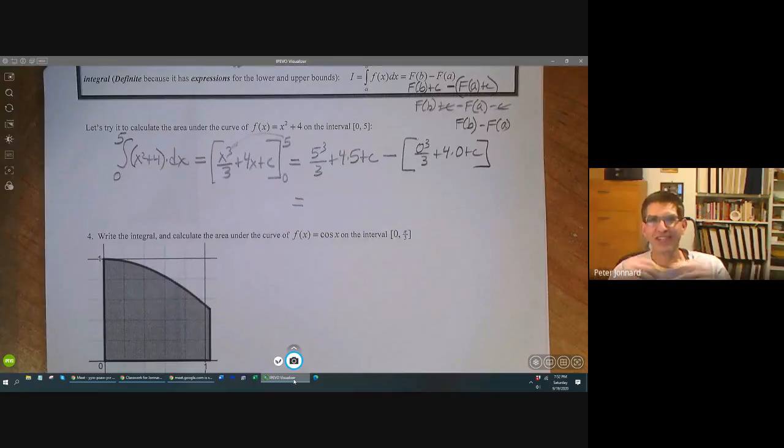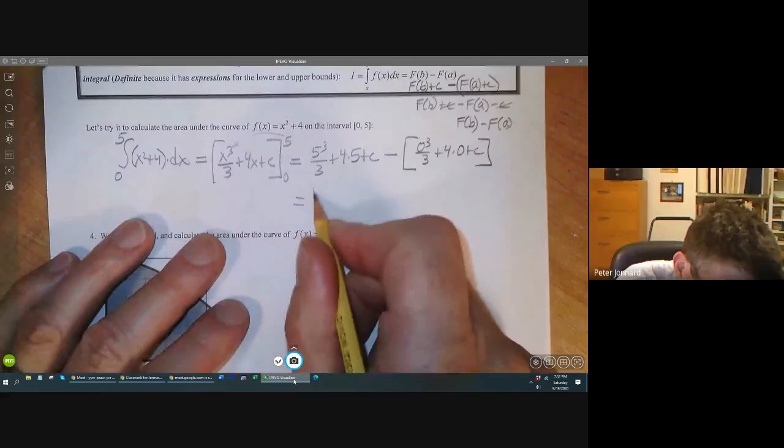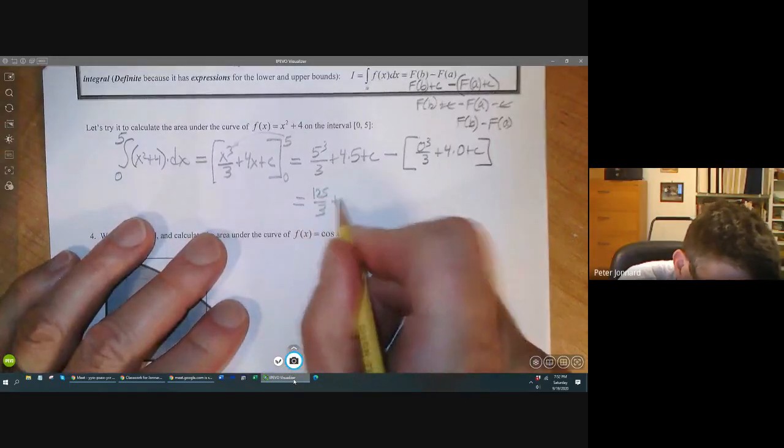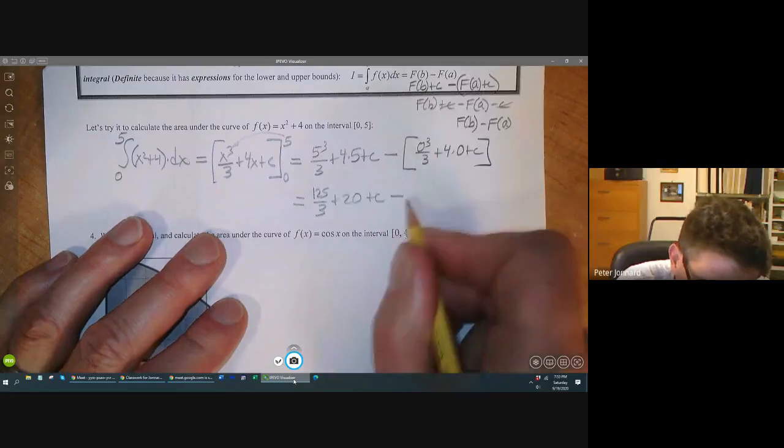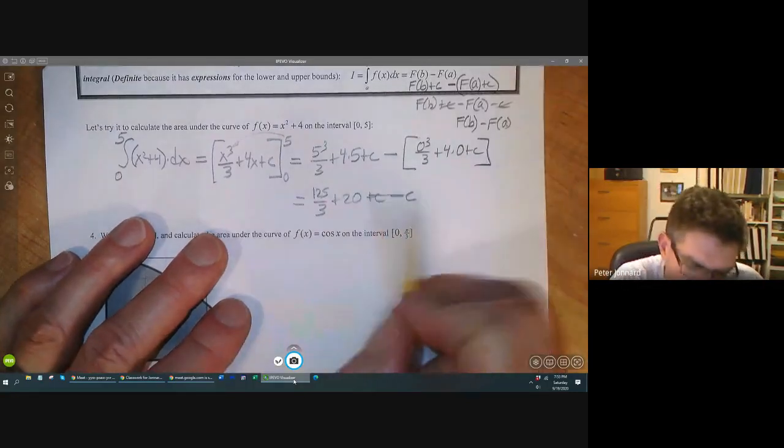This is the process for doing it. You're adding up an infinite number of rectangles that are infinitely thin, and you're going to get a finite number. It'll be less than 75. We know that. So here we have 125 thirds plus 20 plus c minus, this is all z minus c. Okay, and my c's go out, and I have this.